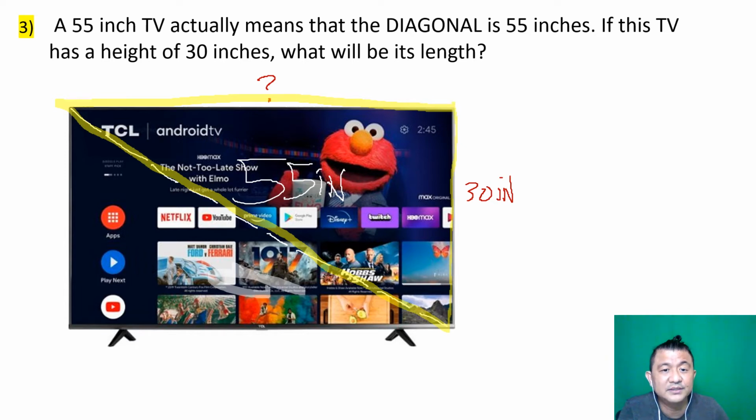And what is 55? Is that the A, B, or C? Yes, it's the longest side. This 55 will be the C. Let's label that. 55 will be the C. And then you could be the B. And you could name the missing one as A. The length will be the A.